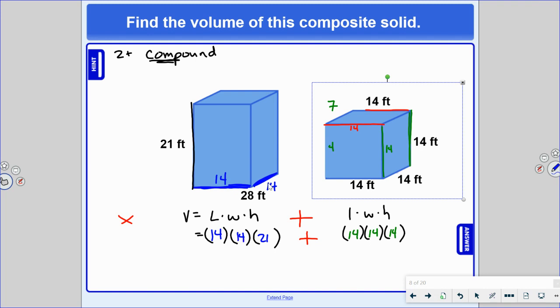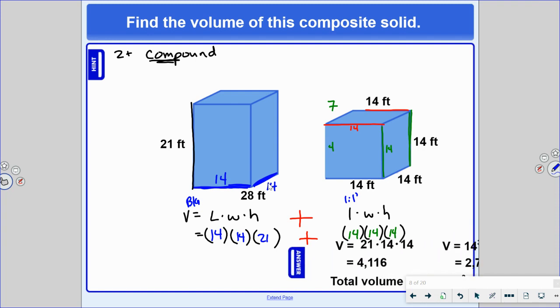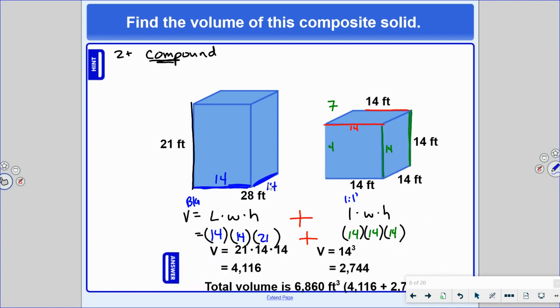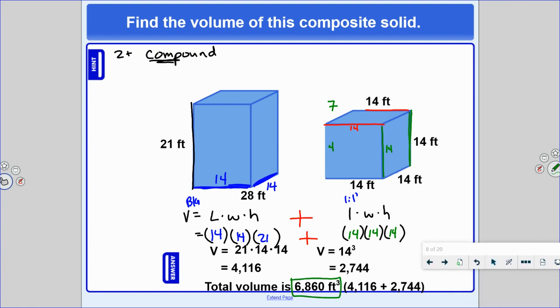So in this particular subshape, which I would say is kind of the bigger piece, you'll notice that I almost always start with the volume of the big guy, and then I do the volume of the little guy, and then I go ahead and either add or subtract depending on the problem. We have 14 by 14 by 21. We have 14 by 14 by 14, a perfect cube. And if we add those together, we will get a total volume of 6,860 cubic feet.